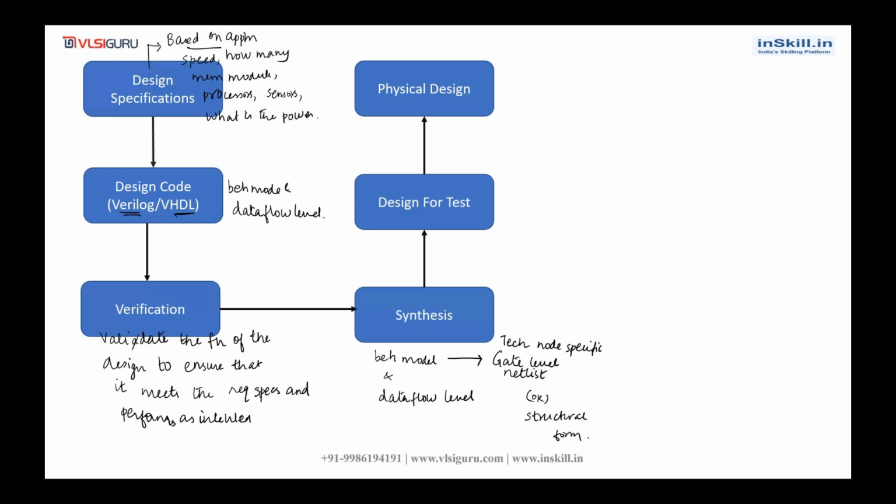So physical design team, what do they do? They convert the gate level netlist into layout form. This is what will be done by the physical design team. They convert the gate level netlist into layout form. Okay.